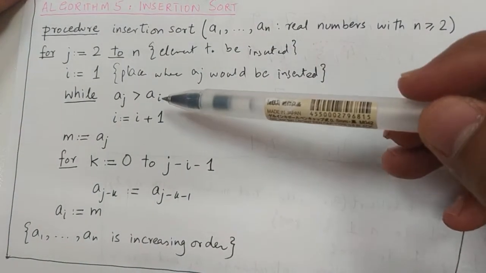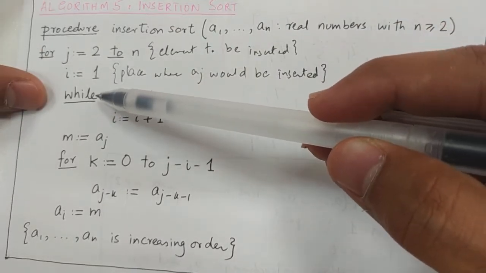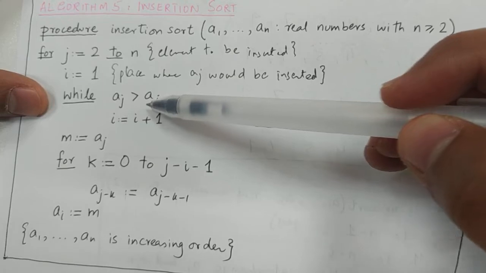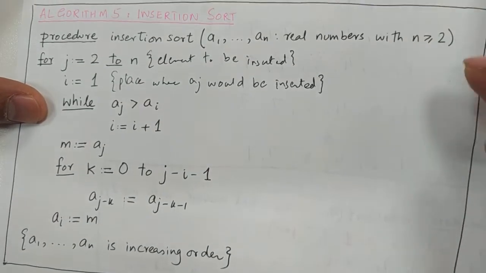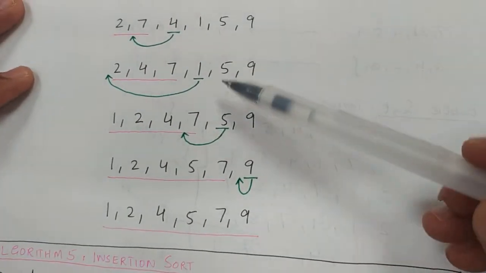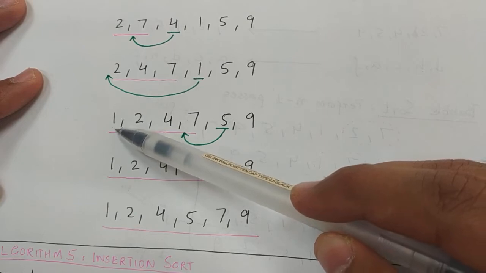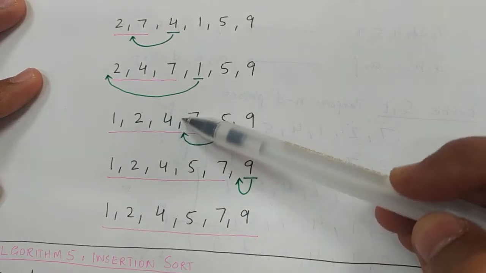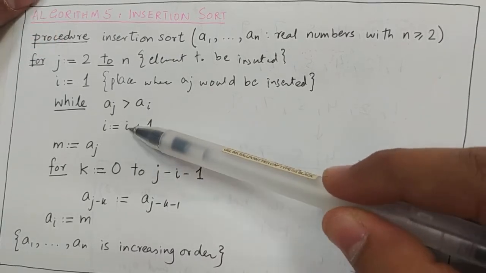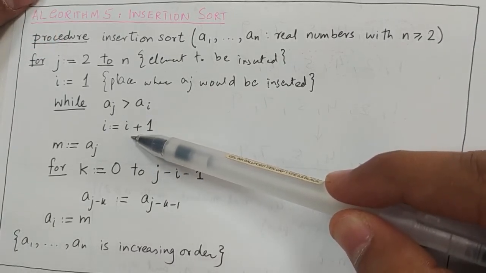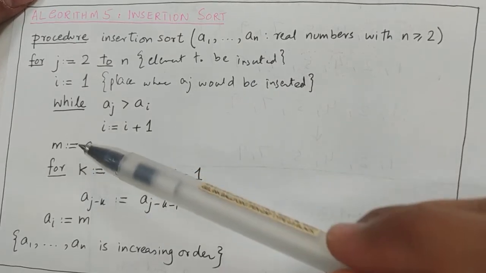And so let's just read this algorithm through. The algorithm starts with this while loop. It checks aj is greater than ai. Until aj is greater than ai, I'm trying to basically find the place where this element would be inserted. So until aj is bigger than ai, I keep on incrementing i until I find the right place. Once I find the right i where this element needs to be inserted, I set m equals aj.